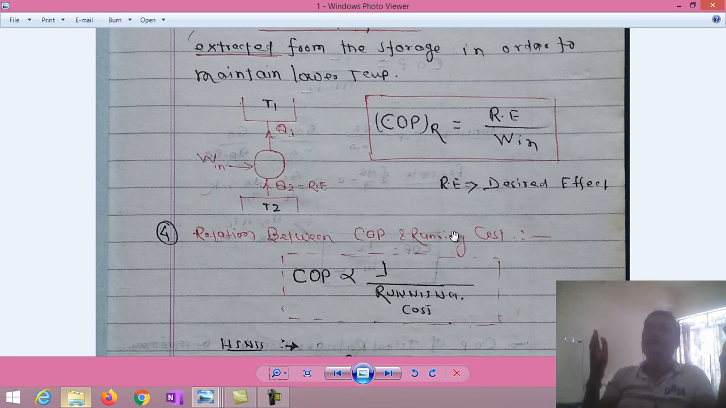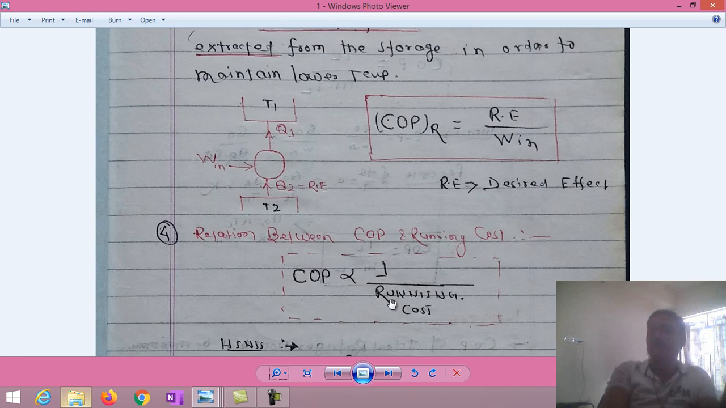So from this equation, it can be seen that the COP is inversely proportional to work input, or power input, or electrical power supply, or running cost, because power input is directly proportional to running cost. If you supply power for a longer duration, the running cost will be more. So the COP is inversely proportional to running cost. For a higher COP, running cost should be less. If the COP of a refrigerator is more, that means running cost will be less.